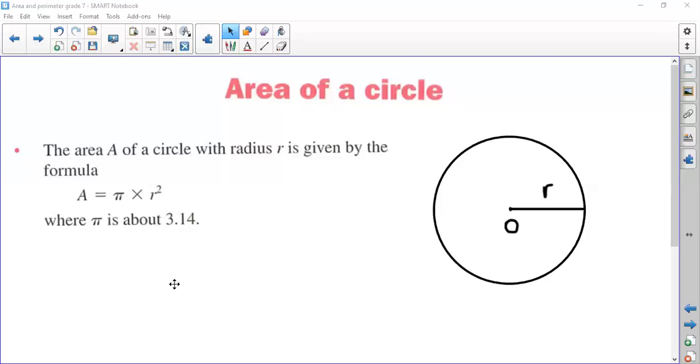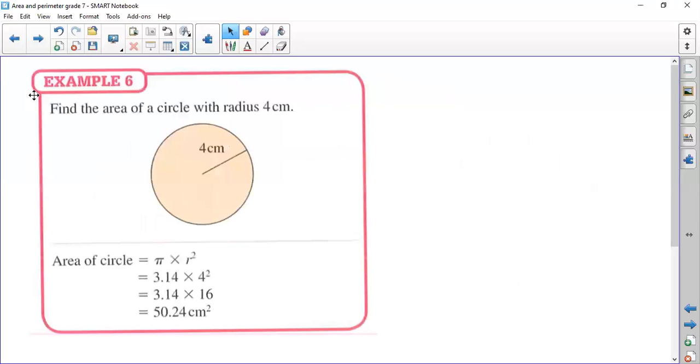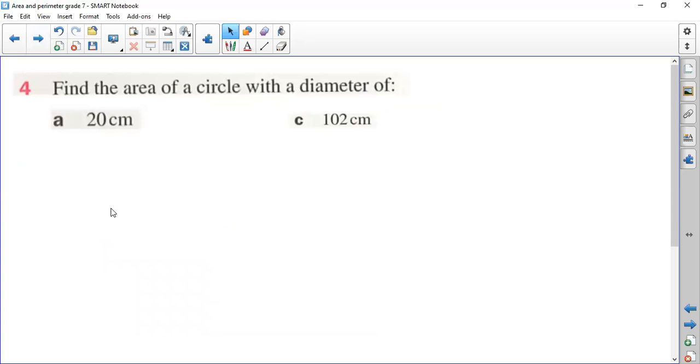Find the area of the circle with radius 4 centimeter. So the area of the circle was pi times r squared. Pi is 3.14 if you take it nearly, or we can leave it as pi, as we wish, times 4 squared. So 3.14 times 16, which is 50.24. Let's see some other examples from our exercises.